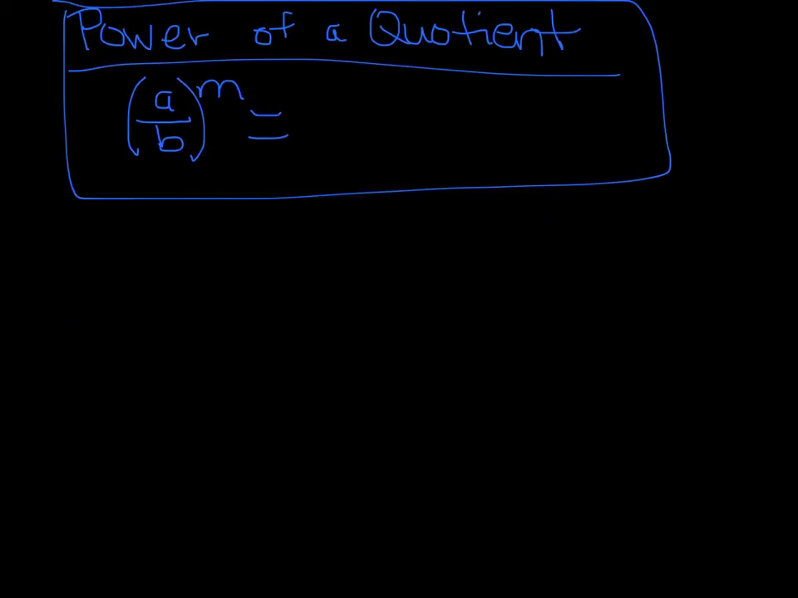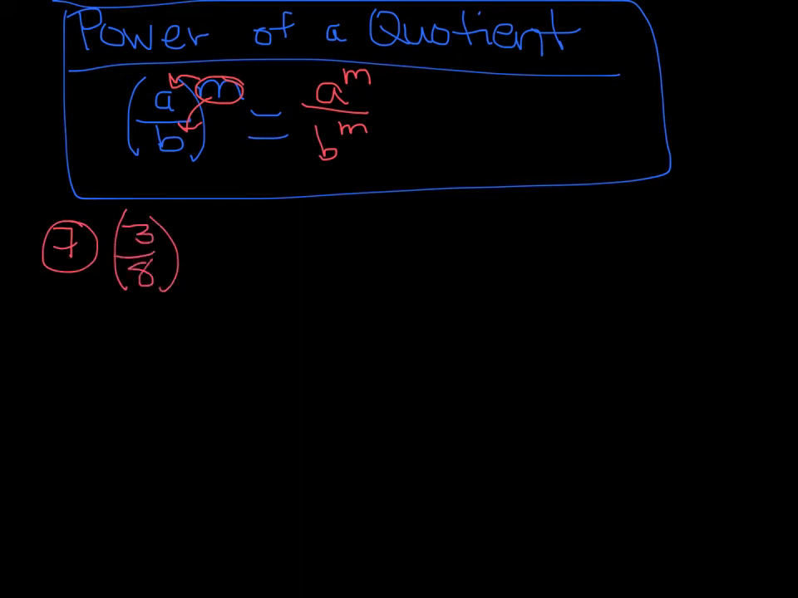So this next rule is called the power of a quotient rule. It's actually really similar to another one we had in the previous section. What you're going to do with this is when you have two things being divided and you have an exponent, you can actually take that exponent and distribute it to everything in the parentheses. You end up just getting something nice like that. So I'll give you a few examples to try. So go ahead and try these.